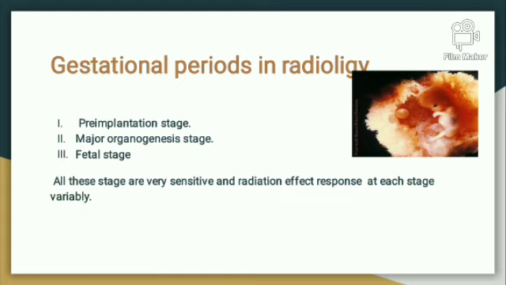So basically we have three types of radiation stages: pre-implantation stage, major organogenesis stage, and fetal stage. And among these, all stages are very sensitive to radiation, and any time if certain doses of radiation hit the fetus, there will be havoc, there may be dangerous effects.